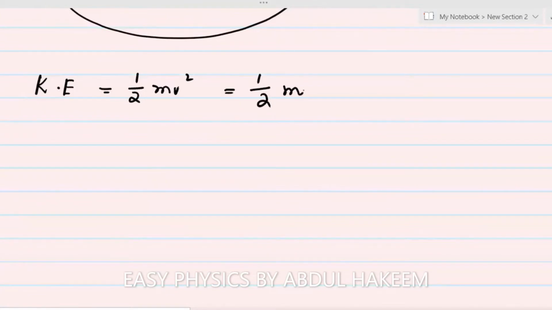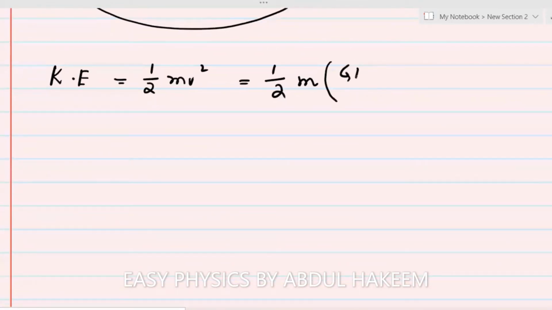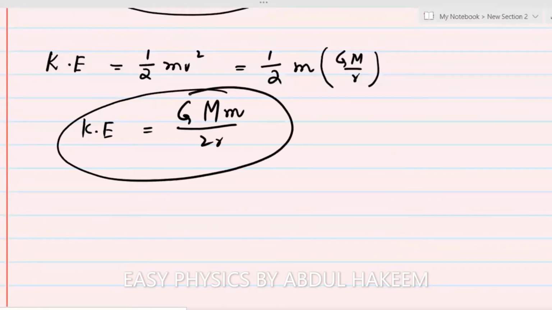Next, kinetic energy is 1 by 2 mv square, which can be written as half m into speed of the object in the orbit, which is GM over r. So it becomes kinetic energy is equal to capital G, capital M, small m over 2r.